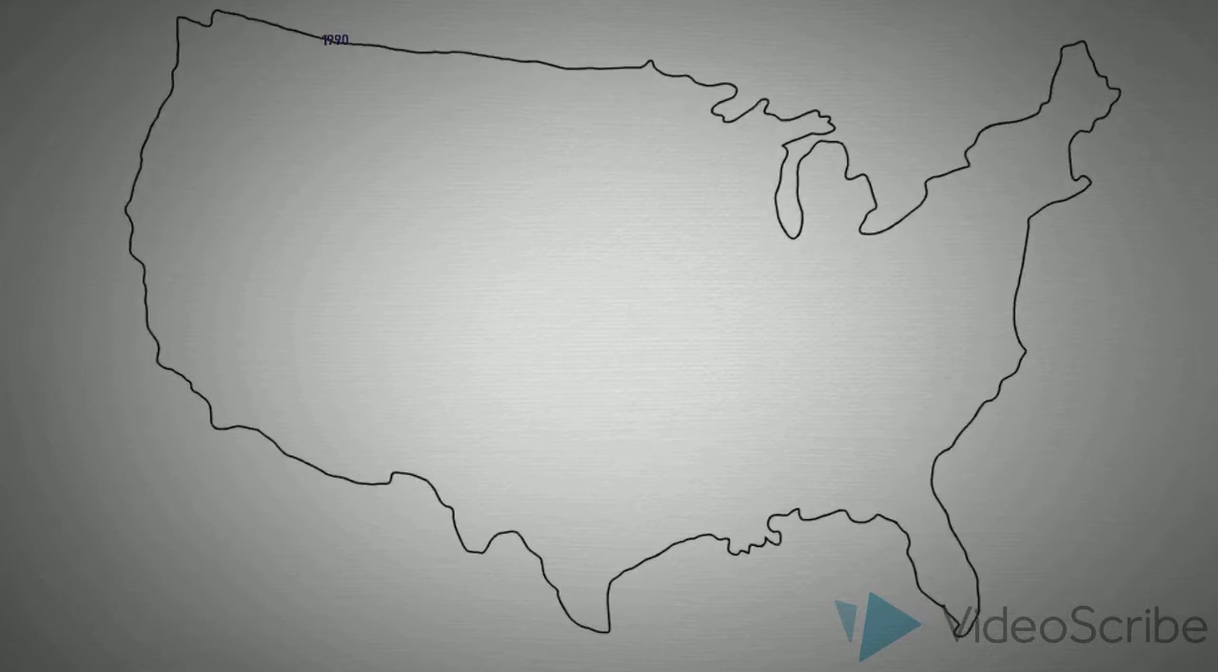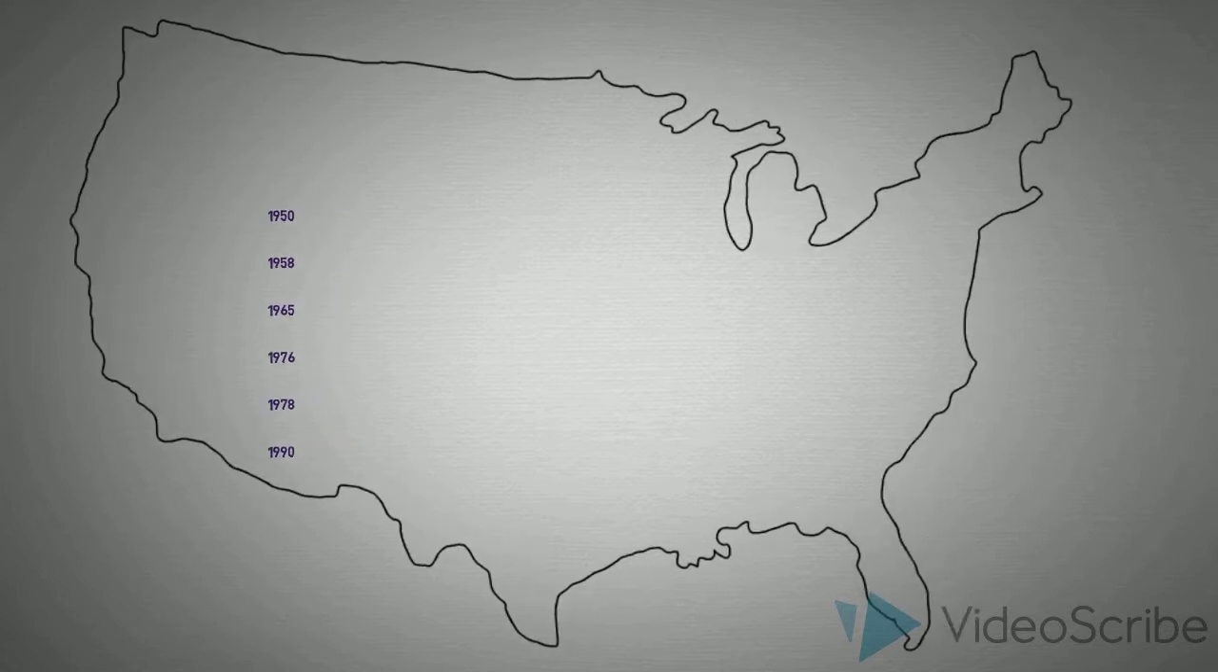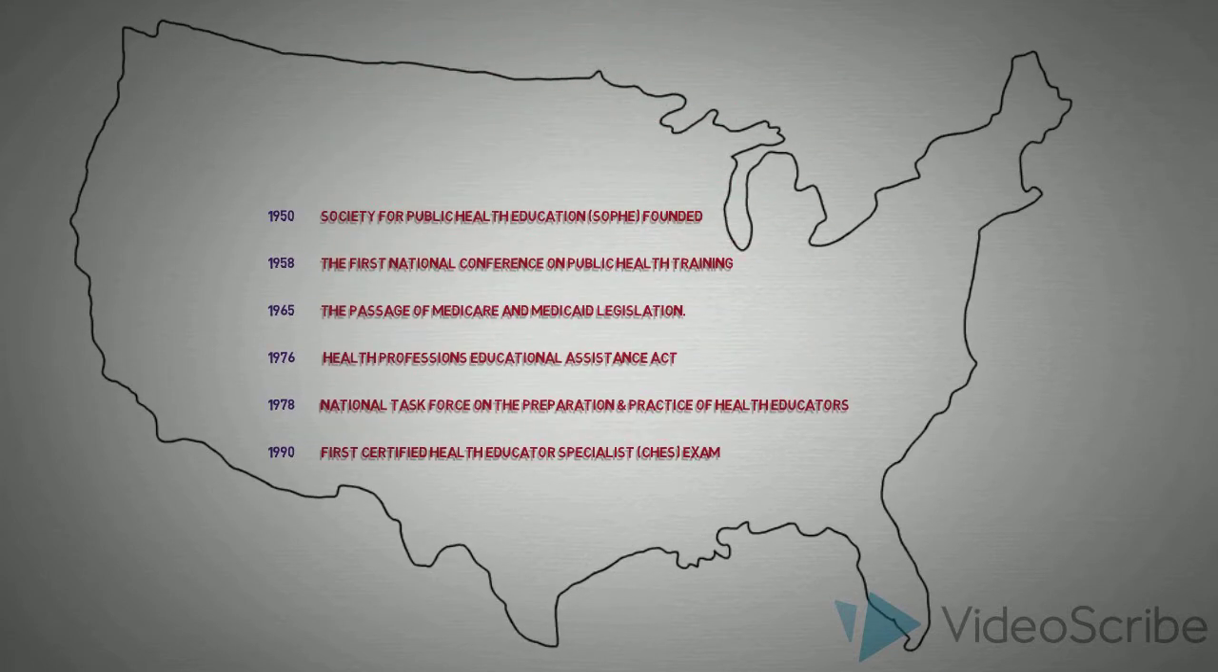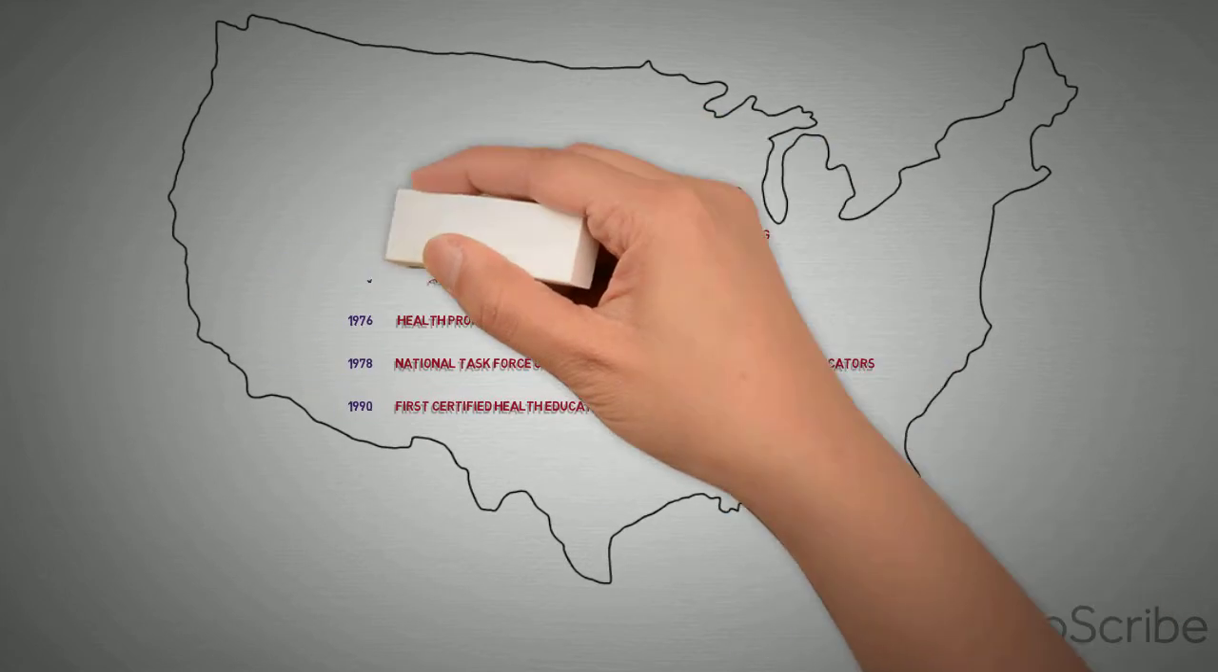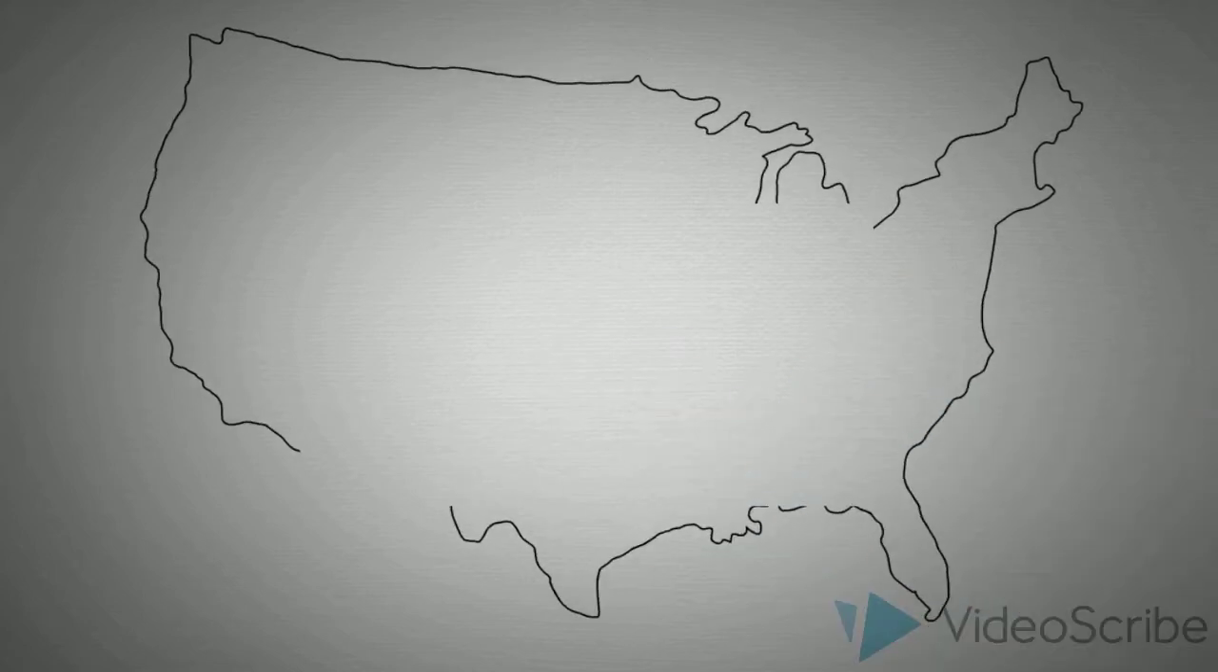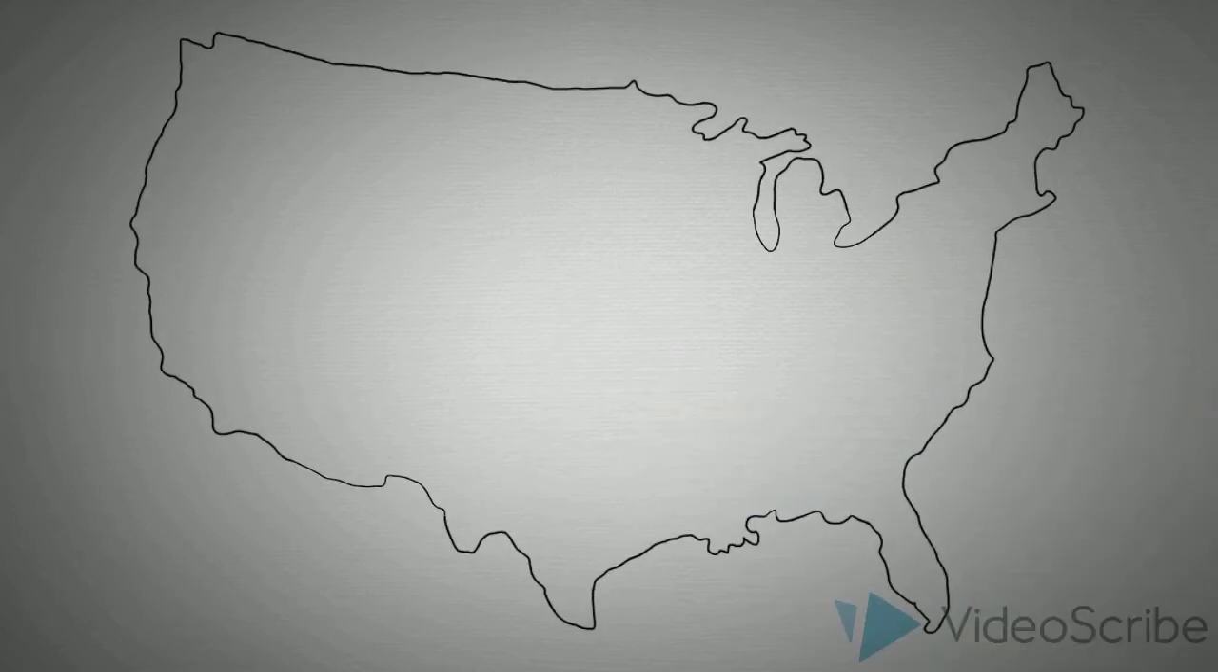The 1950s brought us the Society for Public Health Education and the first National Conference for Public Health Training. In the 1960s, the legislation of Medicare and Medicaid brought public health into schools for a scientific basis of rational decision-making and training of public health professionals. In 1976, Congress passed the Health Professionals Educational Act, which helped to provide many programs for health education, and 2 years later, in 1978, the National Task Force for Preparation and Practice of Health Educators was established. In 1990, that was a big year as well, as it was the first year the Certified Health Educator Specialist exam was taken.